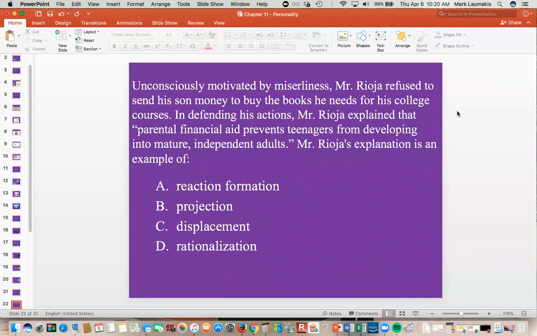Let's do this one. So give it a shot. If you're choosing D, tell me why you think it's D.